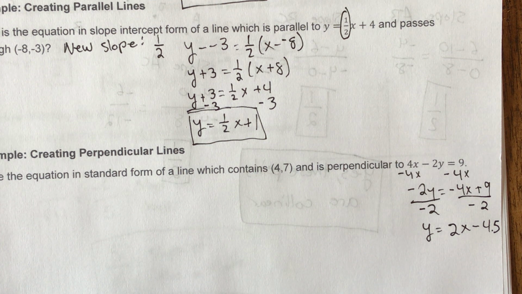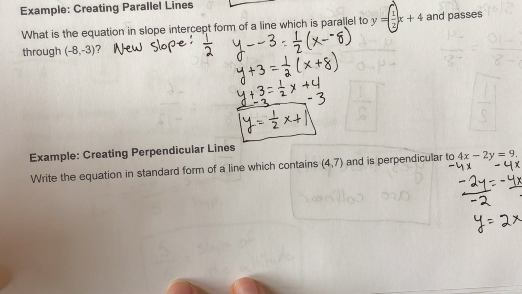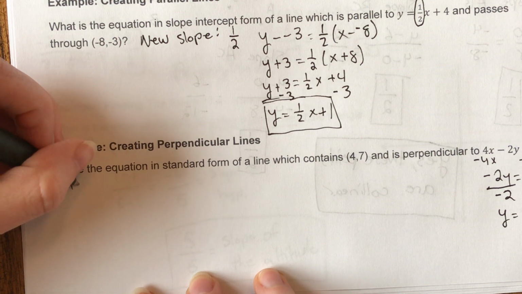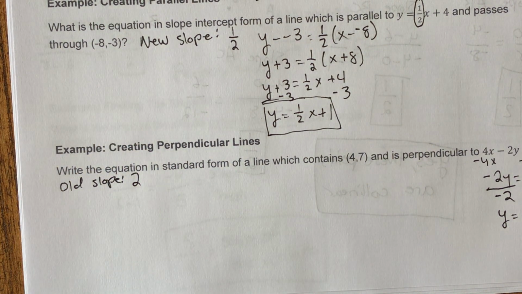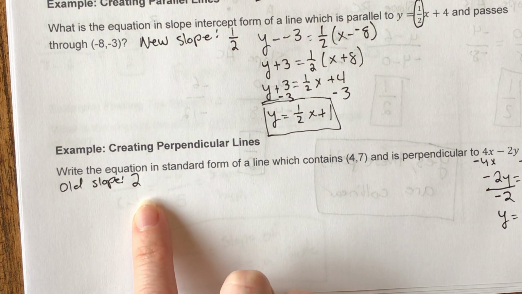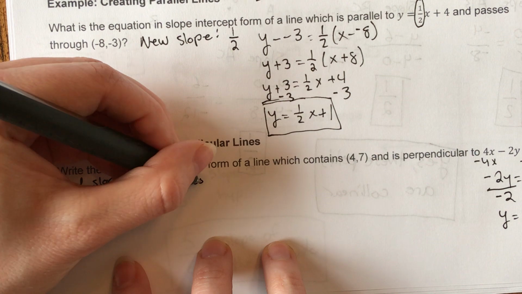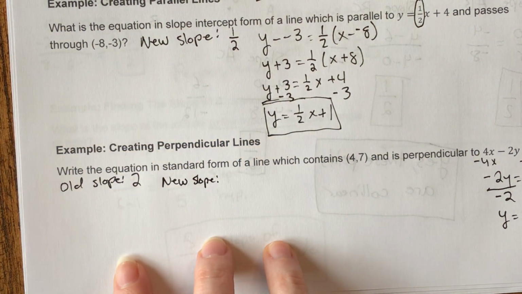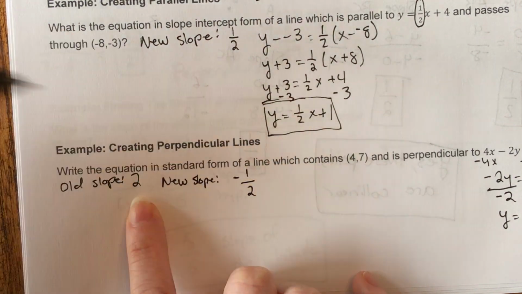Once we have that slope, we're going to say that's our old slope, because that's the slope of the original line. So I'm going to come over here and say the old slope is 2. And since we're making perpendicular lines, the slope of the new line changes. It's not going to have a slope of 2. Its slope is going to be the opposite reciprocal of 2. So this new slope is going to be the opposite reciprocal of 2, which is -1/2.